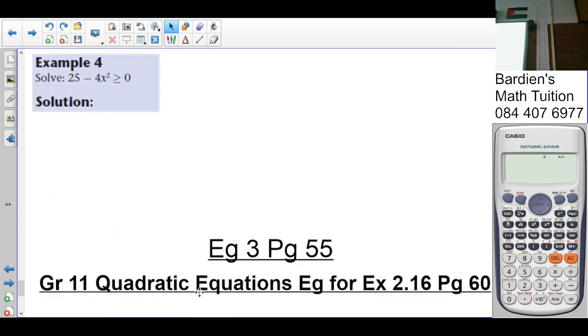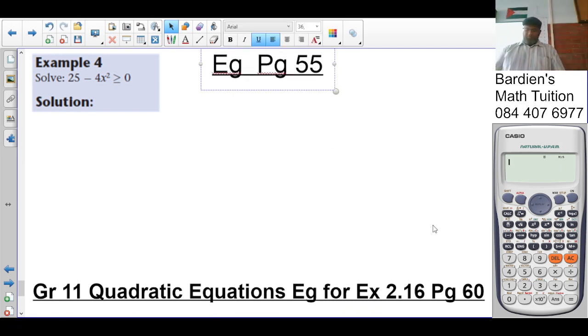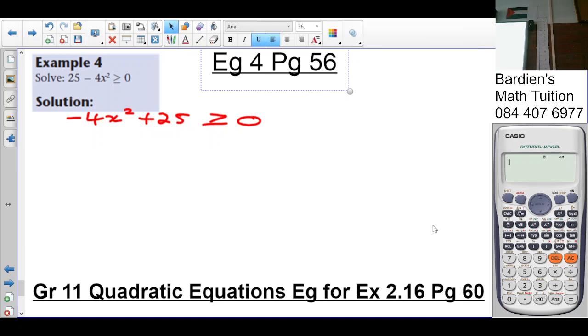People, what's the issue here? It is not in standard form. This is example 3 and this is on page 56. So firstly I must get it in standard form. So that's going to be negative 4x squared plus 25 must be greater than or equal to 0. Not so? What do I do now? Before factorizing, take out the negative. Why? Because the first term is negative. So if you take out the negative, divide by negative 1.